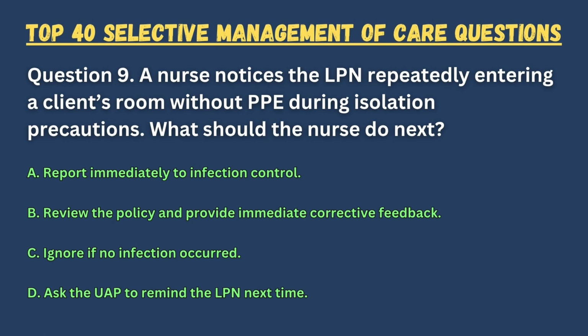Question 9. A nurse notices the LPN repeatedly entering a client's room without PPE during isolation precautions. What should the nurse do next? A. Report immediately to infection control. B. Review the policy and provide immediate corrective feedback. C. Ignore if no infection occurred. D. Ask the UAP to remind the LPN next time.